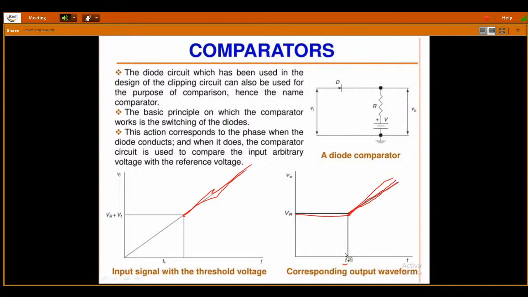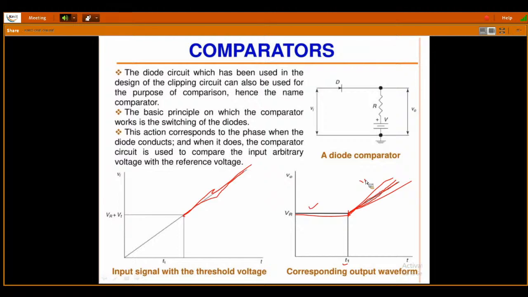By seeing this diagram, the corresponding output waveform, up to the time t1, there is no output, which indicates the reference voltage is greater than the input voltage. Whenever the output is following the input, that indicates your input voltage is greater than your reference voltage. This is the only conclusion from this comparator.